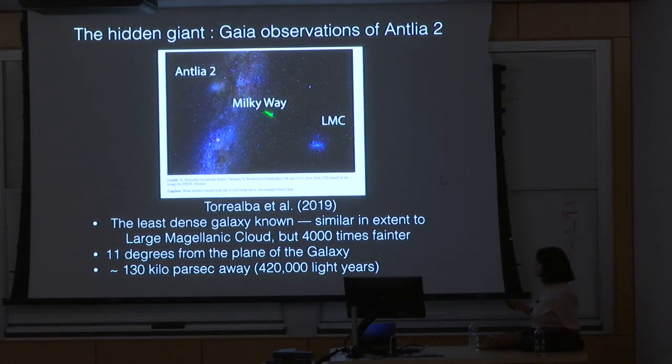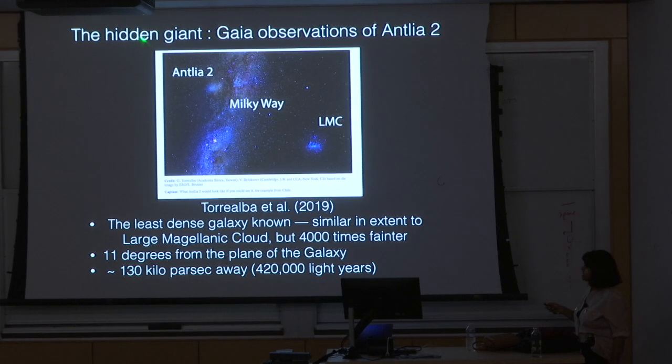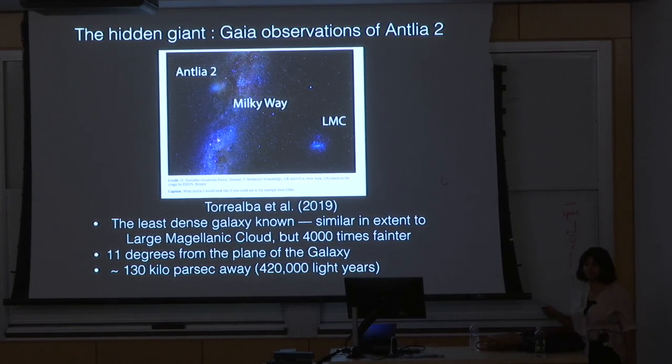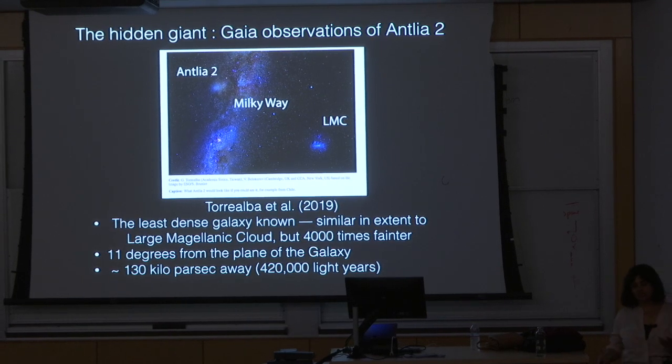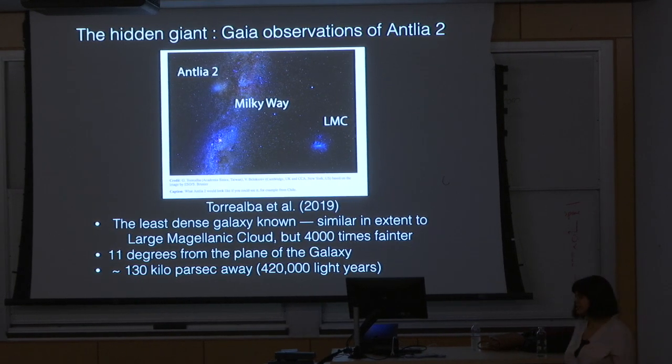Here's where it would sit if you could see it. So it's very, very close to the plane of the disk, and so the low surface brightness and its closeness to the plane of the disk explains why we haven't seen it before.